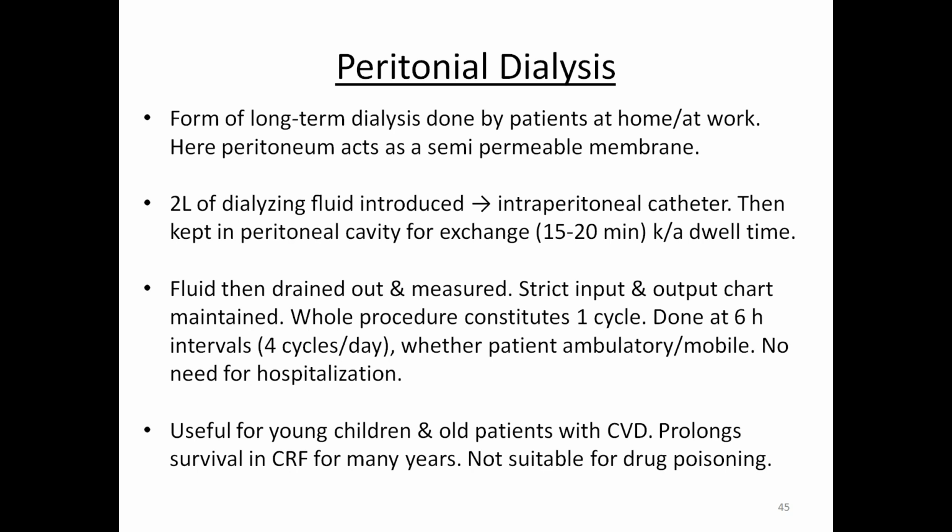The fluid is then drained out and measured. A strict input and output chart is maintained, and the whole procedure constitutes one cycle. This is done at 6 hour intervals, that is 4 cycles per day, even when the patient is ambulatory or mobile. So for peritoneal dialysis, there is no need for hospitalization. It's useful in young children and old patients with cardiovascular disorders, and it prolongs the survival in patients with chronic renal failure for many years.